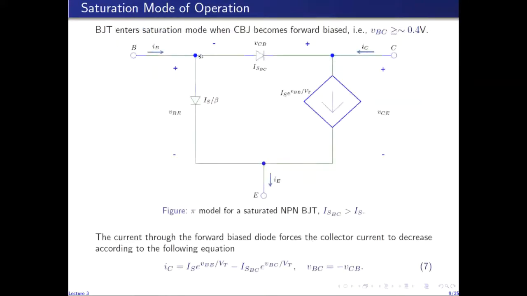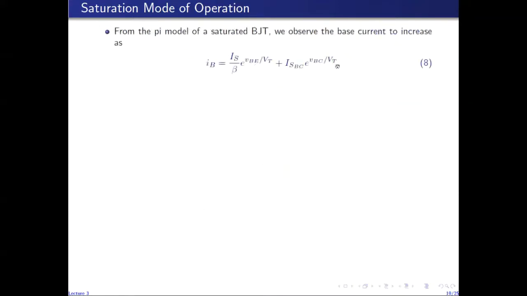Similarly, by writing a current equation at this node, we can very easily see that the base current is the sum of the current conducted by the forward biased base-emitter junction plus the current conducted by the forward biased collector-base junction, given by these two terms. So this is the current conducted by the forward biased diode modeling the forward biased emitter-base junction. This is the current conducted by the forward biased diode modeling the forward biased collector-base junction. So this depends on the base-emitter voltage and this depends on the base-collector voltage.